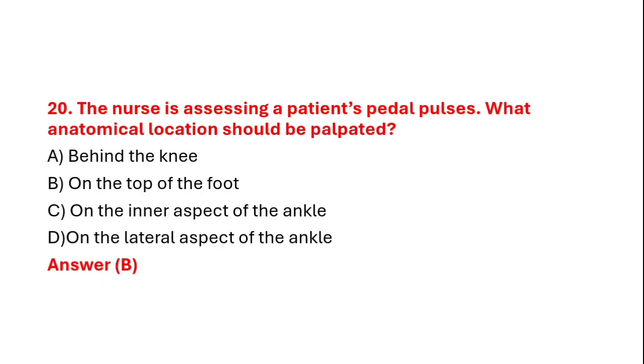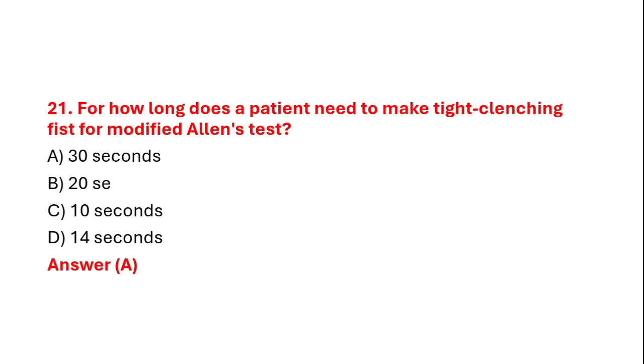Question number 20. The nurse is assessing a patient's pedal pulses. What anatomical location should be palpated? Option A, behind the knee. Option B, on the top of the foot. Option C, on the inner aspect of the ankle. Option D, on the lateral aspect of the ankle. Correct answer is option B, on the top of the foot.